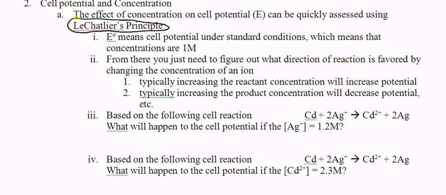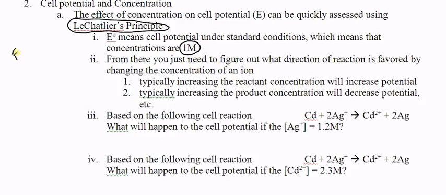And so in order to do that, we have to know what the usual conditions would be. Standard conditions for concentration are 1 molar. So when you're getting a standard cell potential, you're assuming that it was a 1 molar solution for any of the ions that was being used. Once we have that, we can make a comparison, and from there we just need to figure out what direction of reaction is favored by changing the concentration of an ion.